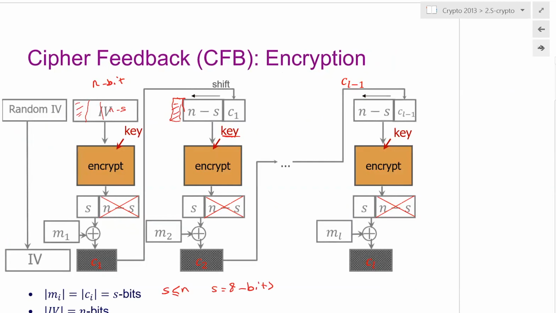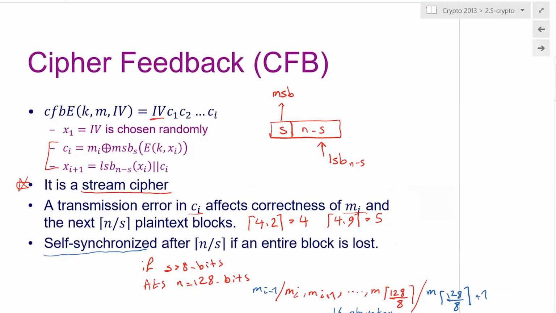How about the CFB? On the CFB, we said that if we lose anything, we would start to miss, of course, those specific S bits, and then all the way through n divided by S. So that would be the amount of information that we would miss across all of these blocks.